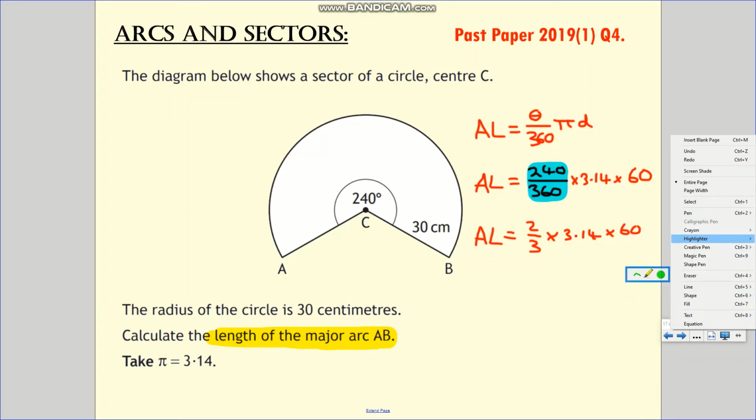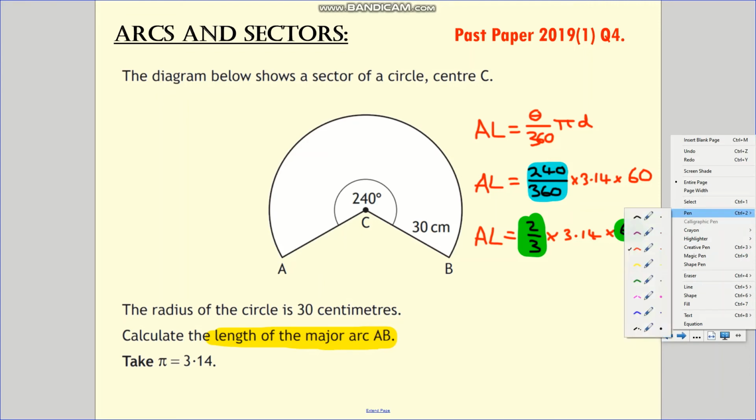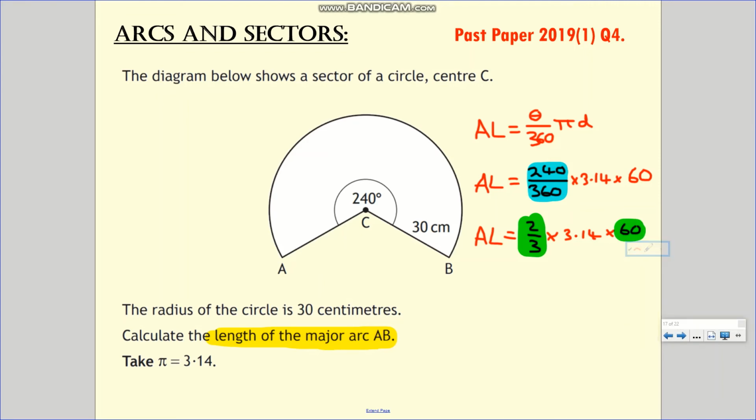The easiest thing to do next, and the thing that I would always advise to do, is look at the fraction and look at the last multiplier in your formula. Okay? You can find that fraction of that amount. It's much easier than finding 2/3 of 3.14. So I would make a whole number by finding 2/3 of 60 first of all.